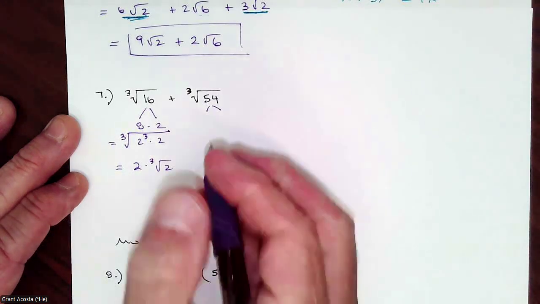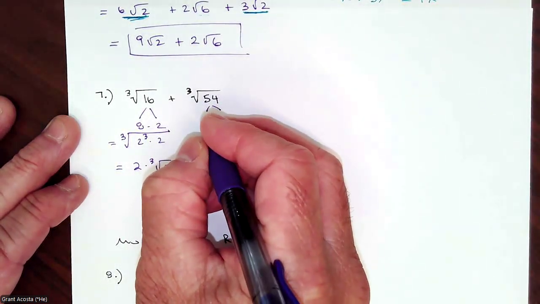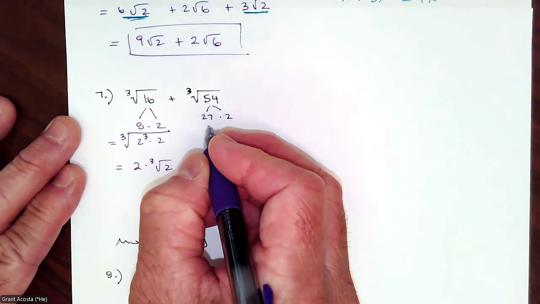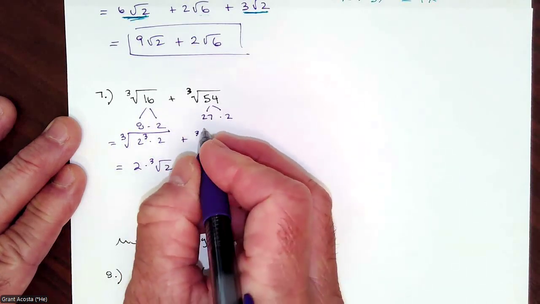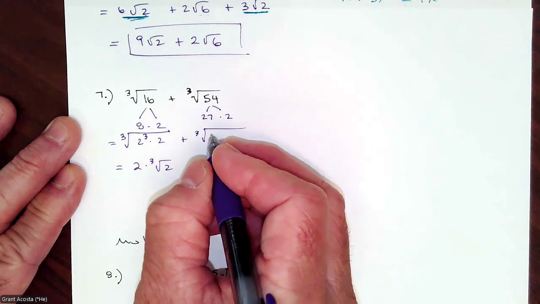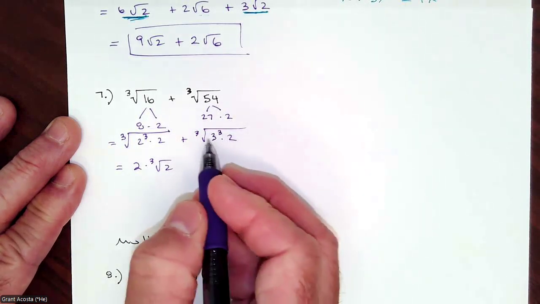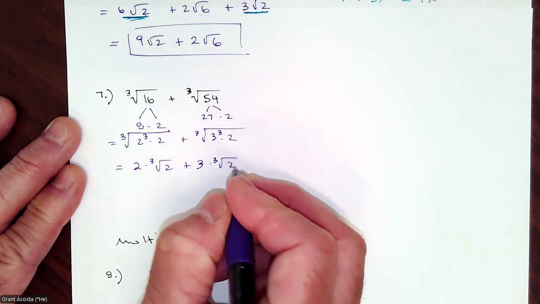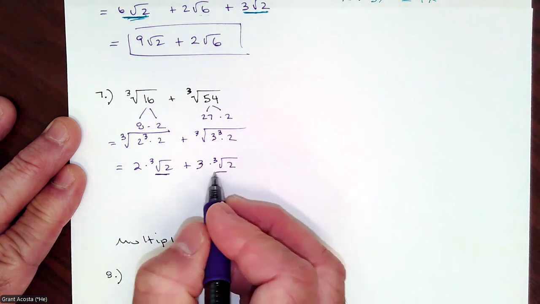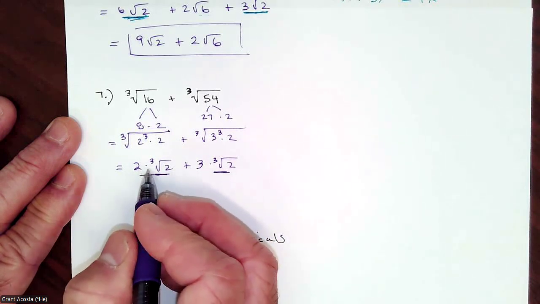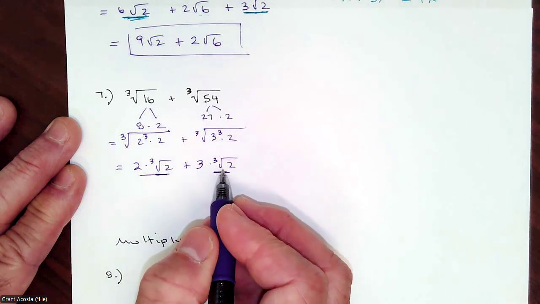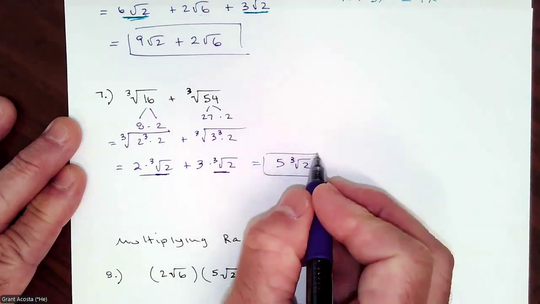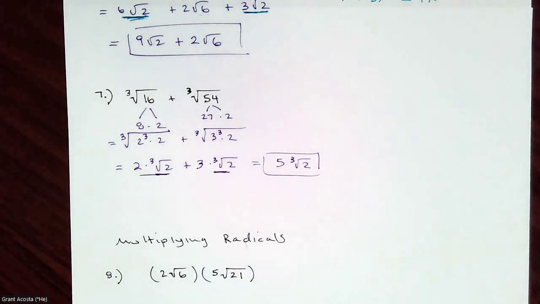54, you can break it down, and at some point you'll realize that this is 27 times 2. And 27 happens to be 3 times 3 times 3. So that is 3 cubed times 2. Cube root of 3 cubed comes out as a 3. The 2 stays inside. But because we have like terms, 2 times the cube root of 2 plus 3 times the cube root of 2 is 5 times the cube root of 2. Just like 2x plus 3x is 5x.